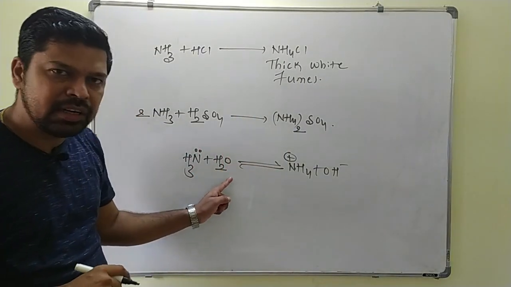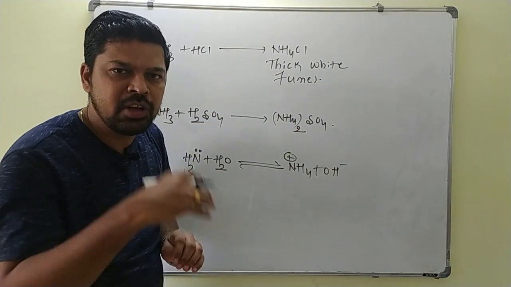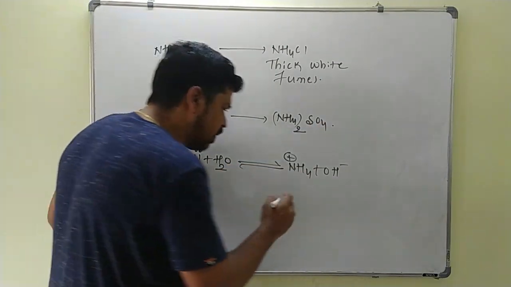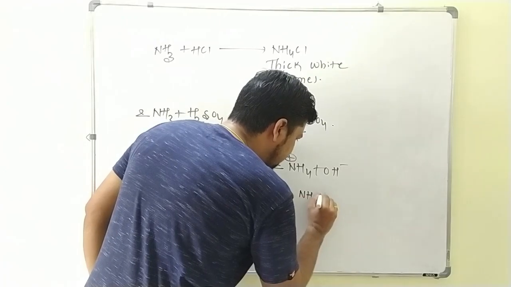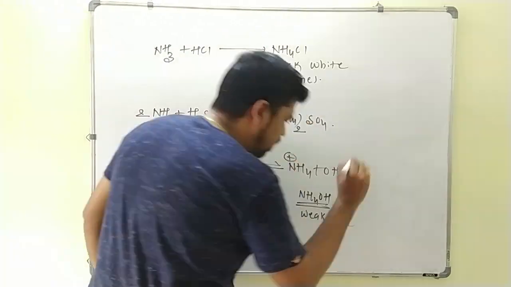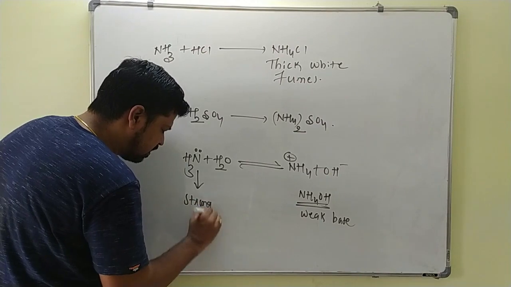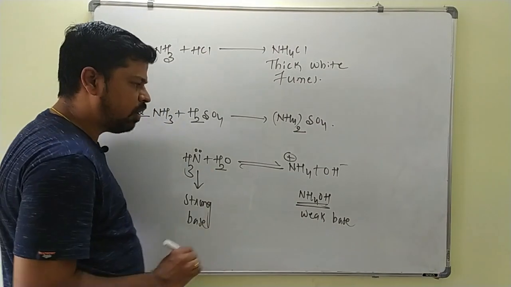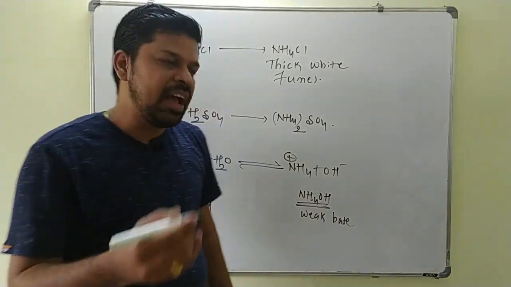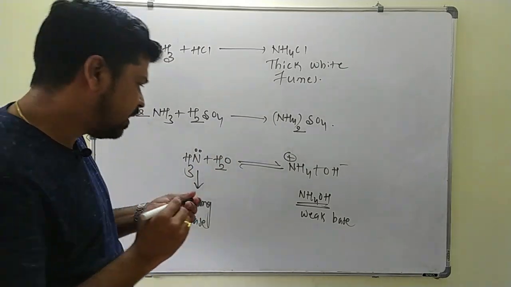Whenever it is added to water, as the lone pair of electrons on the nitrogen is involved in the bonding, it is not available for the basic nature. So when it is added to water, the basic nature of ammonia decreases. That's why NH4OH, aqueous ammonia, is a weak base. And simply if you take ammonia, this is a strong base. So what is your answer? When NH3 is added to water, its basic property decreases as the lone pair of electrons on the nitrogen is involved in the bonding. This is one point.